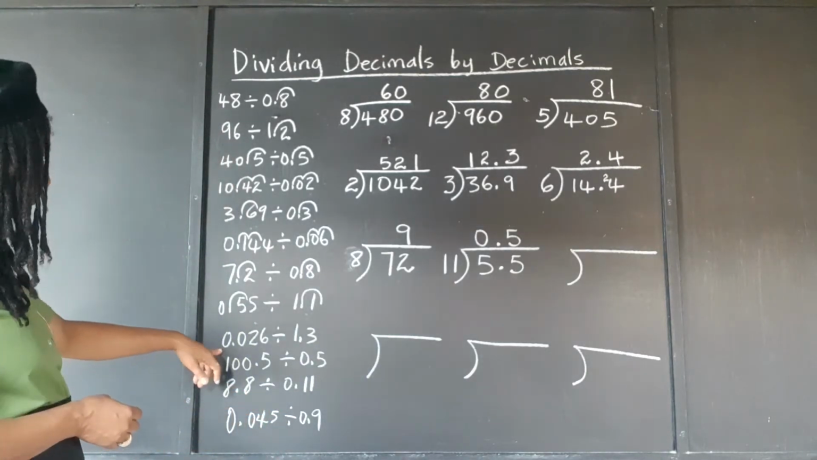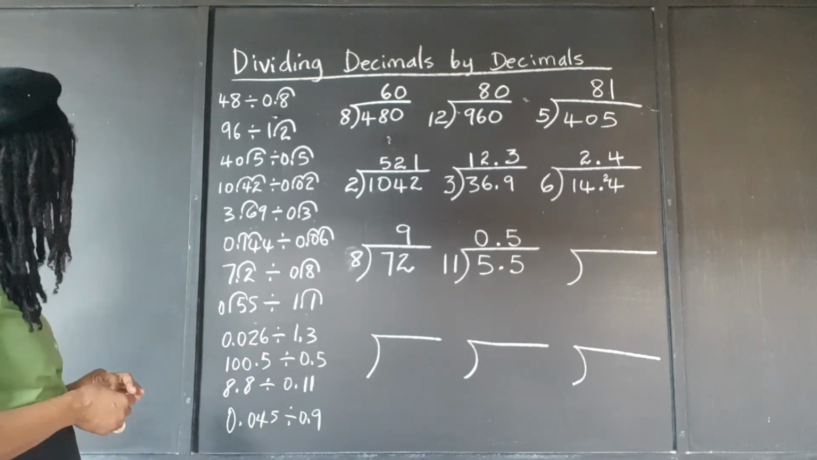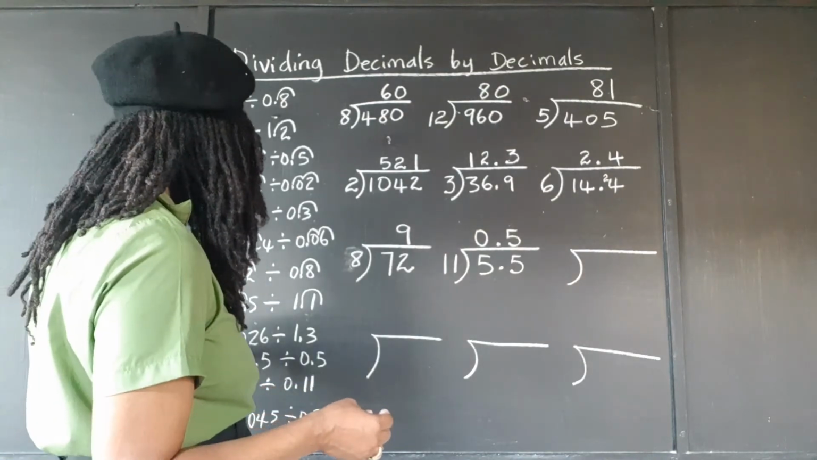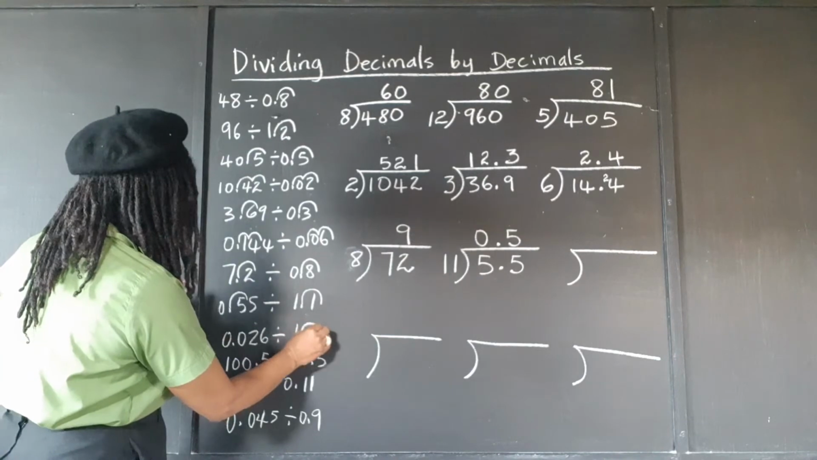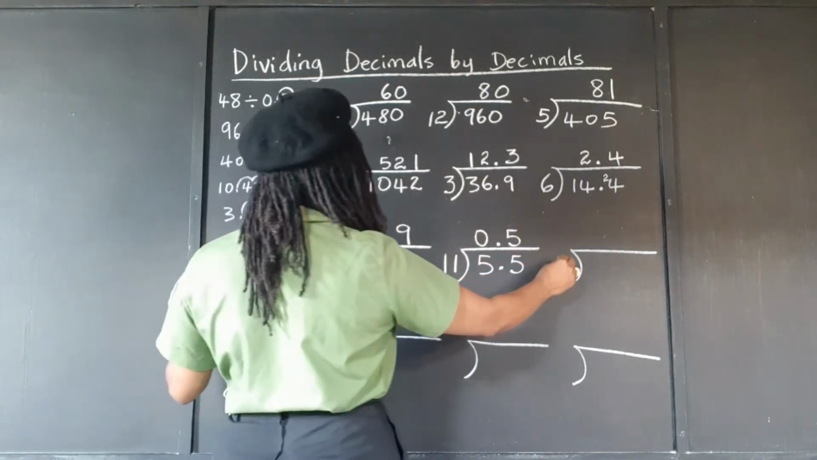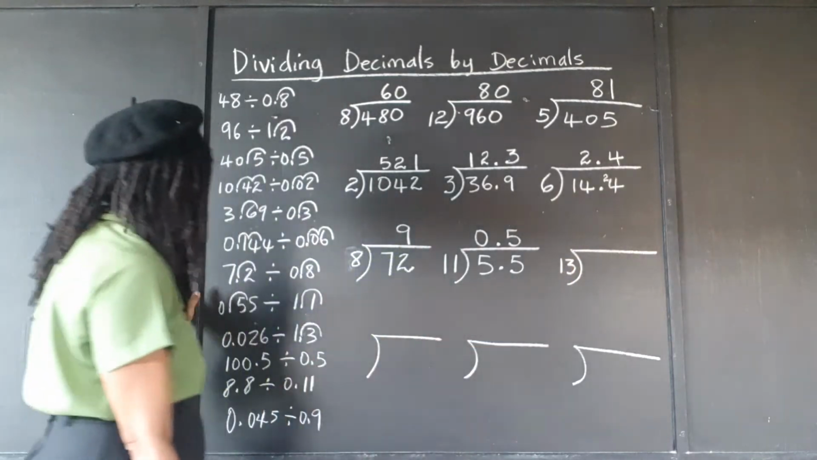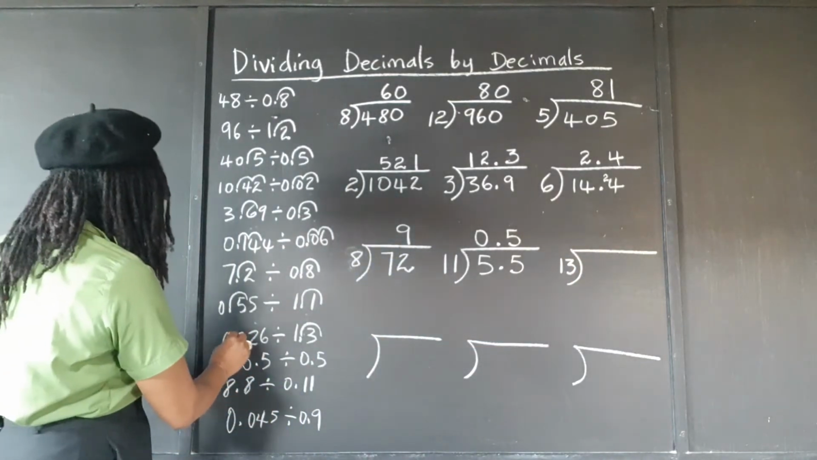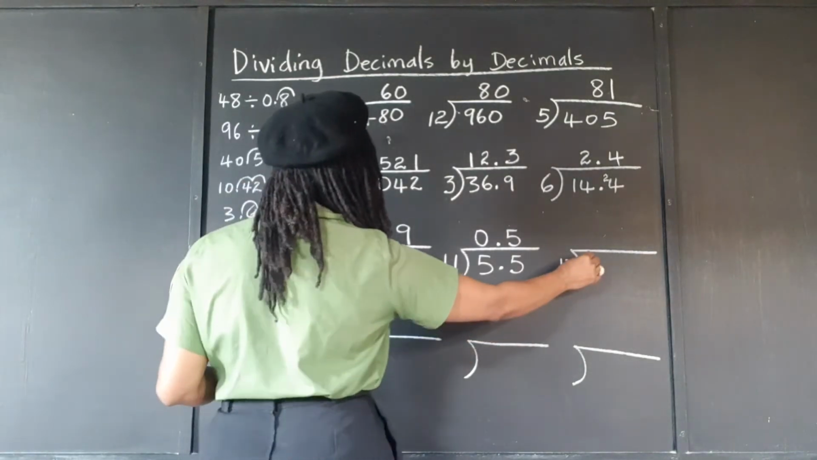0.026 divided by 1.3. Okay. So we move one place to the right, that becomes 13. And one place to the right here becomes 0.26.